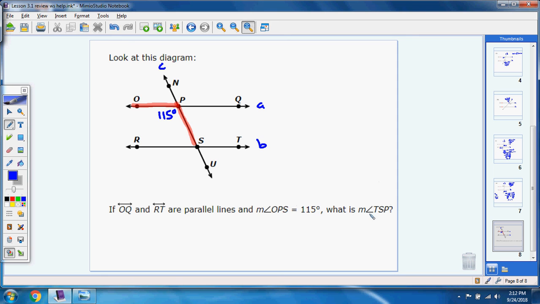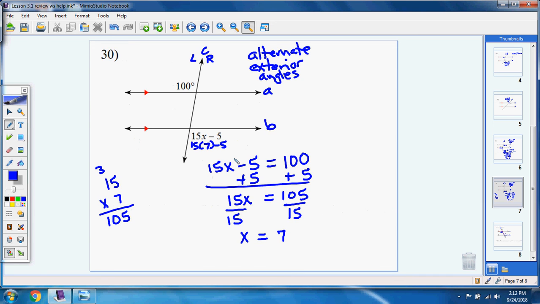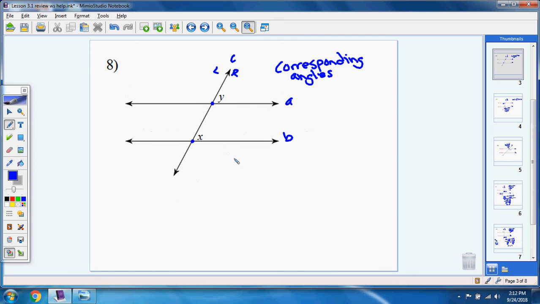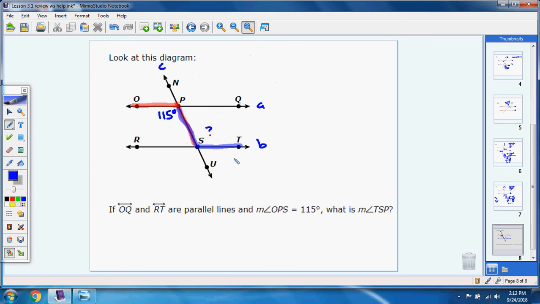It wants to know the measurement of angle TSP. So let me highlight it with a different color. TSP. It wants to know that. If you notice, it's very similar to what we had on our worksheet, but you had to actually find which angle it's talking about. Compared to these, the angles are already given to you, so you have to do a little bit more of identification first.